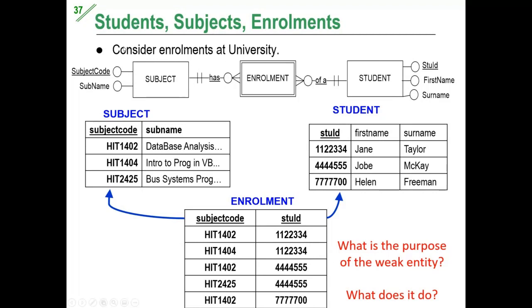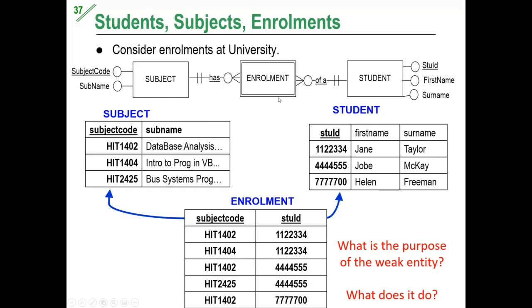So we have different subjects. We have a subject entity with subject codes, subject names, credit information or whatever, right? And then we have the student entity. Your information is all recorded in the student entity: student IDs, first names, surnames, contact details, etc. And then we can have the enrollment entity, isn't it, right?